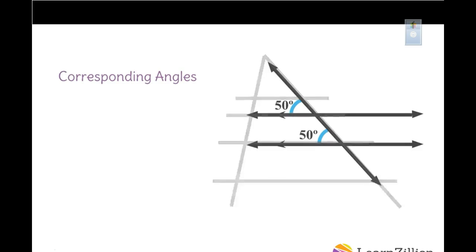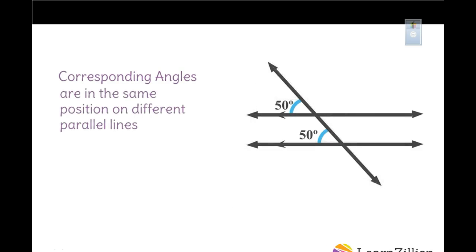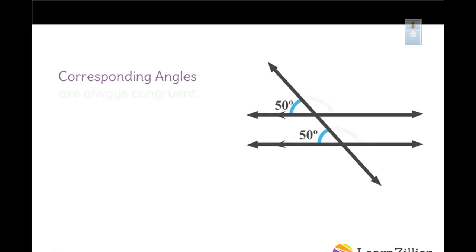From our earlier measurements, we know the lower right angles are congruent. We can use this symbol to represent their congruence. These angles are called corresponding angles. Corresponding angles are in the same position on different parallel lines, and they are always congruent.